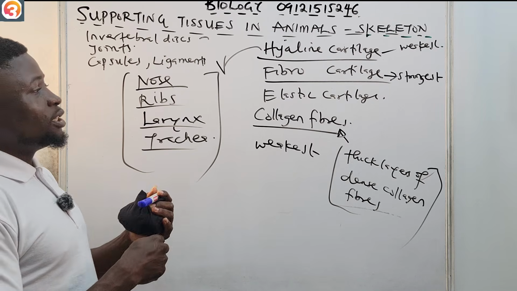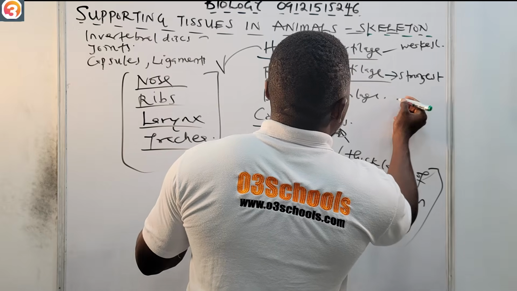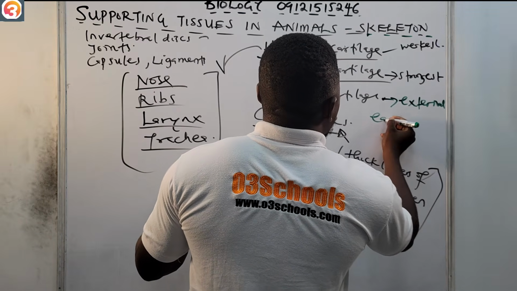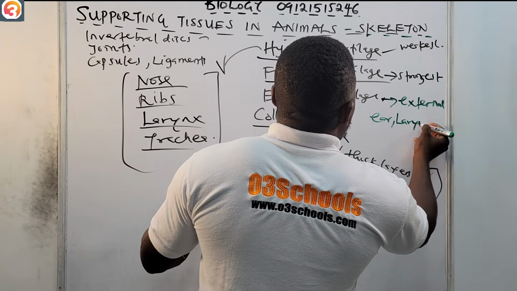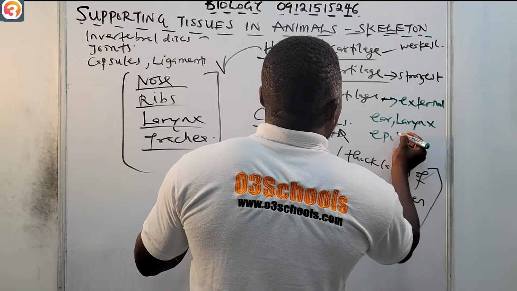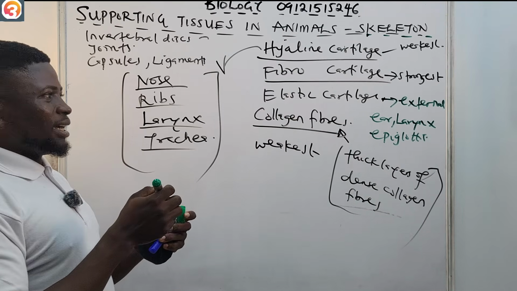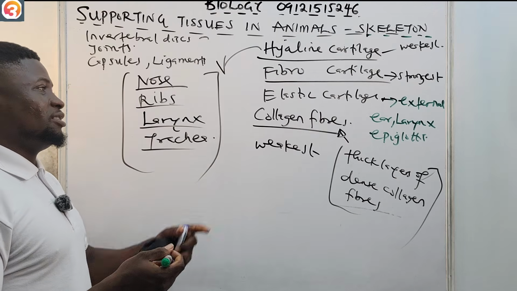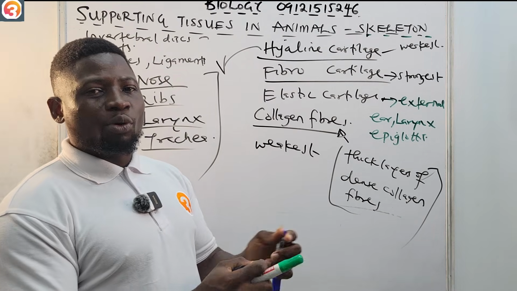Then the last one is the elastic cartilage. This elastic cartilage is found in the external ear, the larynx, and also the epiglottis. As you can see, it is not very strong. It's not as strong as the fibrocartilage.